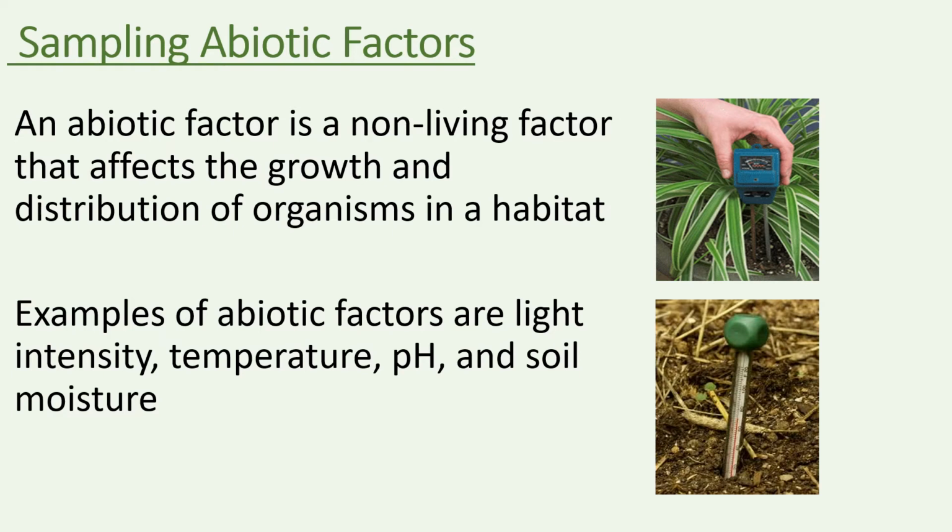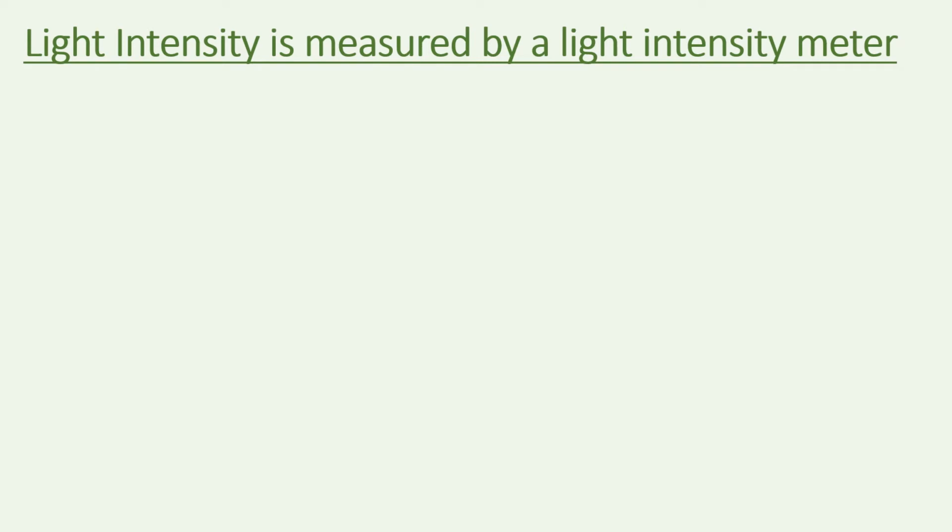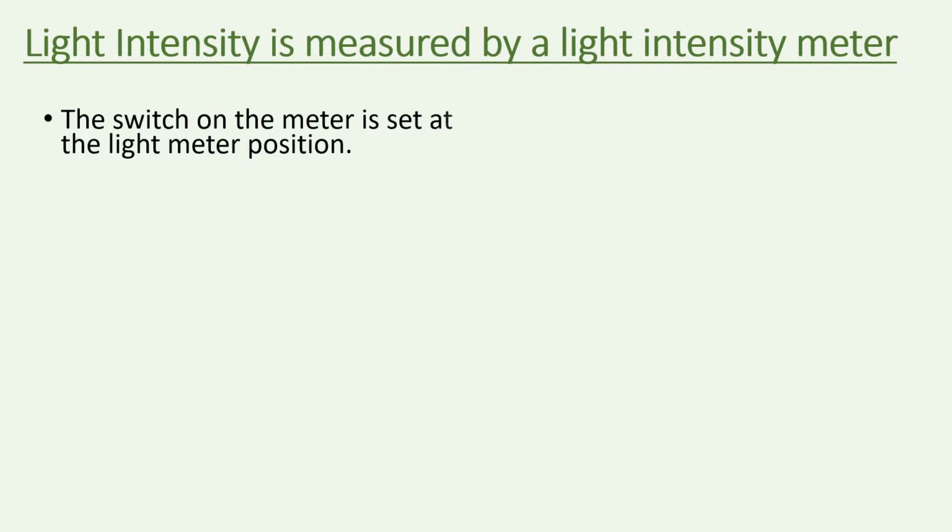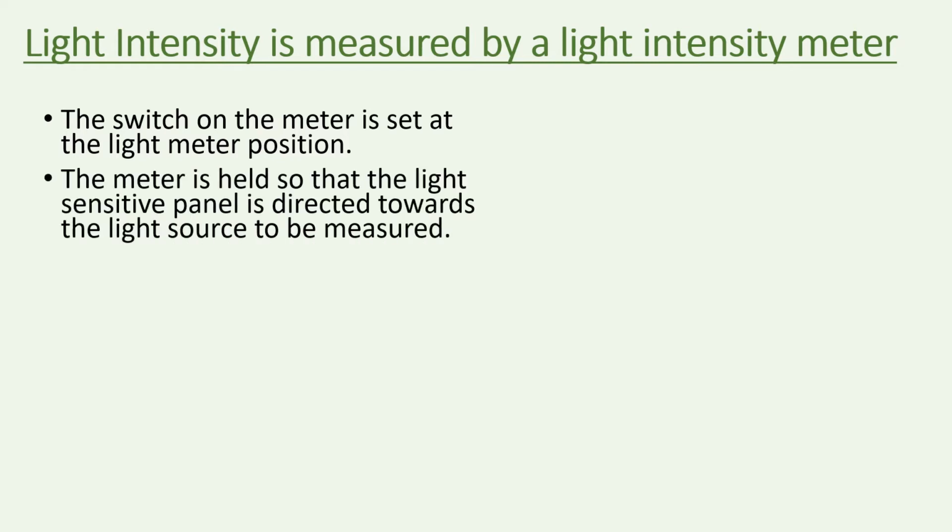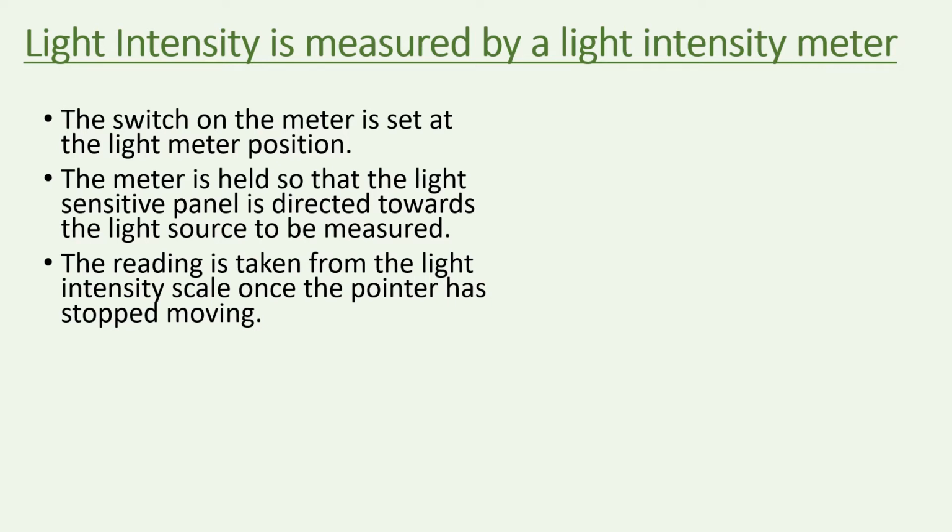So in third year, you should have measured some abiotic factors, and we're going to go over this in more depth. In third year, you should have used a light intensity meter. So you use a light intensity meter to measure light intensity. So first of all, you need to make sure you switch on the light intensity meter and set it to the light meter position. Then you need to make sure the meter is held so that the light sensitive panel is directed towards the light source to be measured and you don't cast a shadow over it.